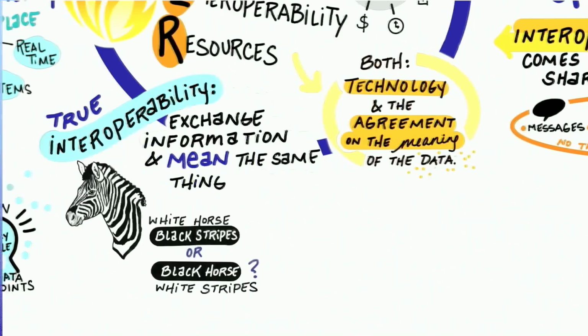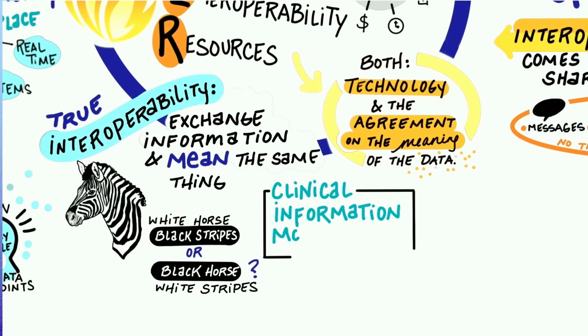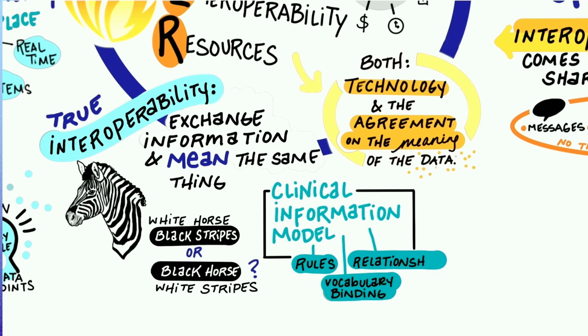We call those descriptions clinical information models that we would give to a computer system so it understands the meaning of a data concept. All the rules, all the vocabulary bindings, all the relationships between the data, and if that's starting to sound like a FHIR profile, that's exactly what a FHIR profile is. It's an implementable version of a data model.